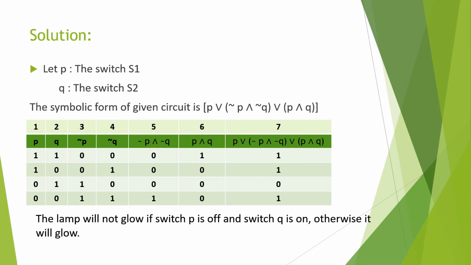So only one 0 is there, and that combination is P is 0 and Q is 1. So the interpretation is when P is 0, Q is 1, we get 0, otherwise we get 1. P is 0 means switch P is off and Q is 1 means switch Q is on. So for this combination only we get 0, that means the lamp will not glow. Otherwise we have 1, therefore otherwise the lamp glows. That is the interpretation.